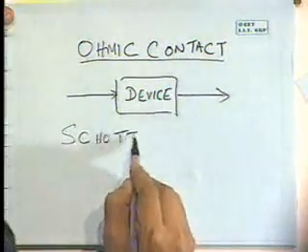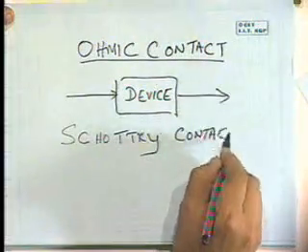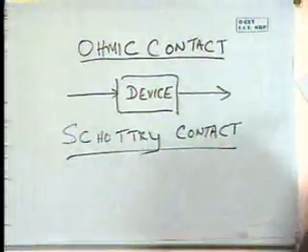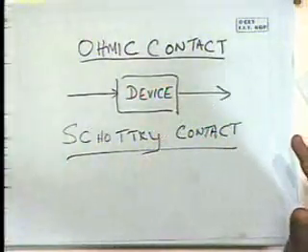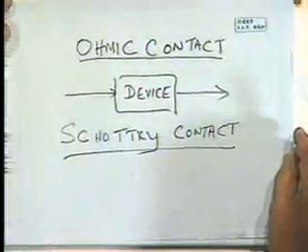Now, an ohmic contact, therefore, by its definition, is required for all devices, because in all these devices I have to get current in and out. So in terms of application, where do you use an ohmic contact? Everywhere, in just about every device.